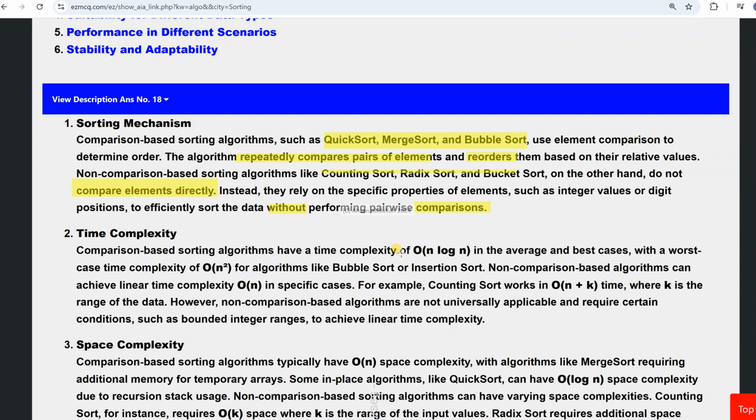So effectively, there is sorting without performing comparisons. The time complexity of comparison based sorting is order n log n at best, and the worst case is order n square. But non-comparison based sorting achieves linear complexity. For example, when k is the range and the range is small, O(n plus k) is O(n).